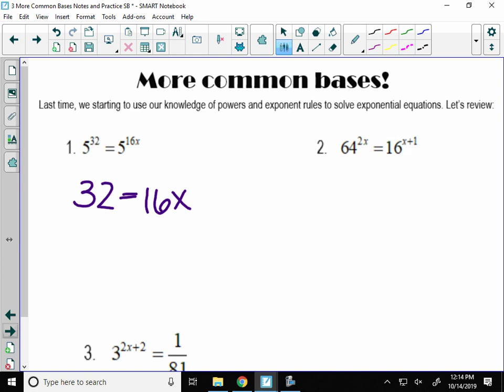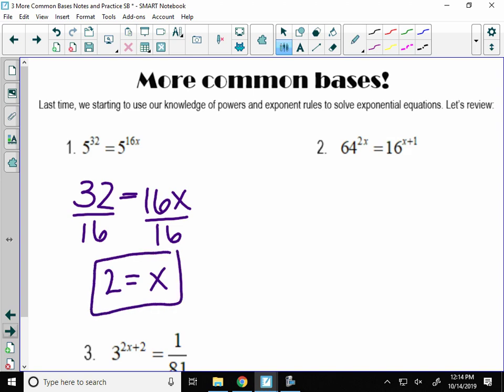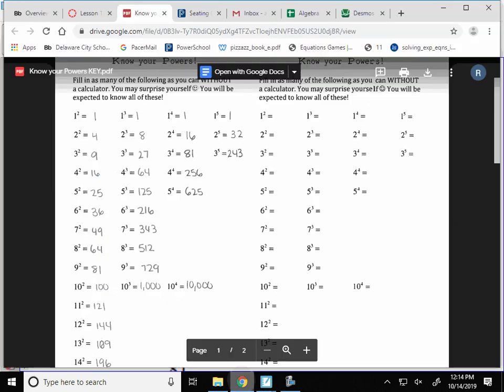And then all I have to do is solve for x by here dividing by 16. So what is the value of x? 2. That is a super simple one. If I give you the same base, set the exponents equal. Now number 2, not a lot harder, but a little bit harder. I have to find a common base between 64 and 16. This is where that know your powers chart might come in handy.